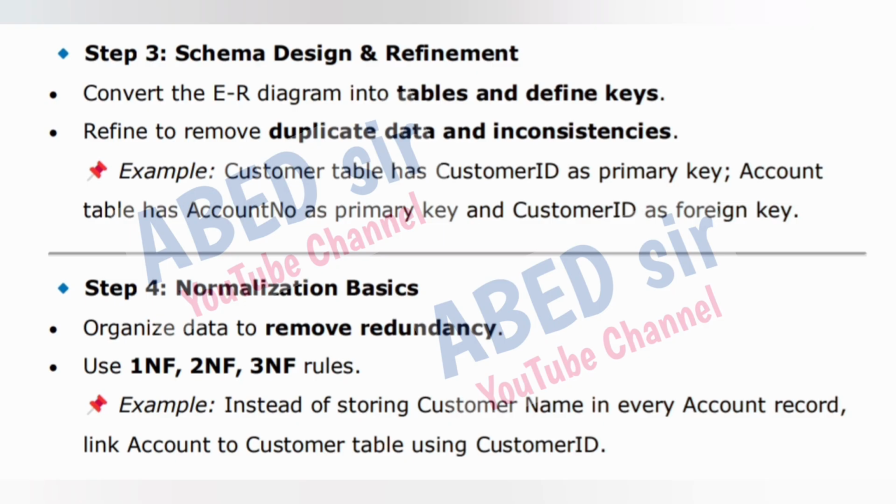Step 4. Normalization basics. Organize data to remove redundancy. Use 1NF, 2NF, 3NF rules. Example, instead of storing customer name in every account record, link account to customer table using customer ID.